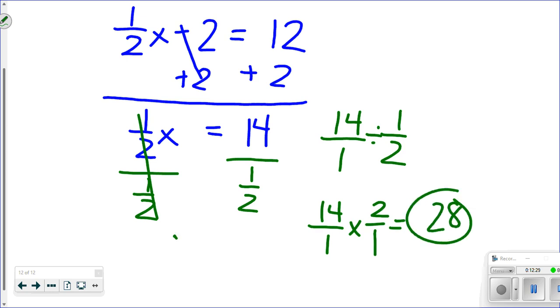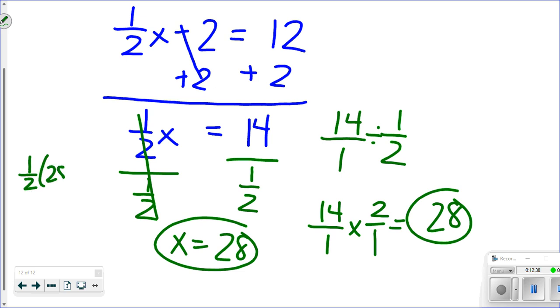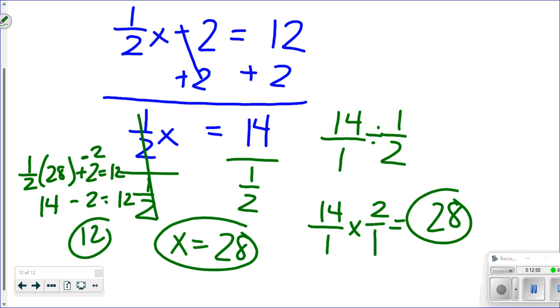So my x would be 28. And you might not think that's right, but if you put it in and think about it, and you say, okay, well, what's half of 28 plus 2? Is that equal 12? Well, half of 28 is 14, right? Plus 2, something's wrong there. What did I do? Oh, it was minus 2, not plus 2. This should have been a subtraction. There we go. Now it's going to work. Perfect. So this should have been a minus 2 at the beginning.